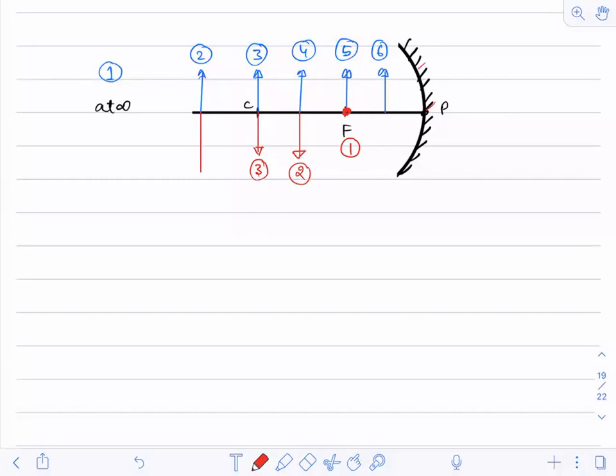Okay, at this position it is going. This is fourth. When I keep my object at focus, where is the image formed? At infinite. Are you getting a pattern now? For sixth, it is behind. Did you get a pattern now?